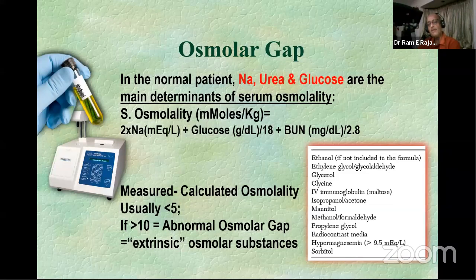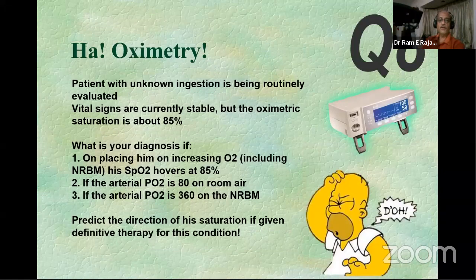The first gap that we talked about was the anion gap. We got some ideas related to the anion gap. The second gap that we talked about is the osmolar gap. And now I'm going to talk about oximetry.